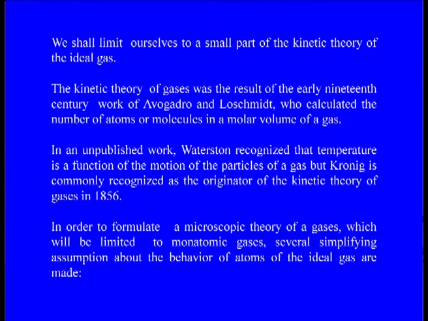However, we shall limit ourselves to a small part of the kinetic theory of the ideal gas. The kinetic theory of gases was the result of the early 19th century work of Avogadro and Loschmidt, who calculated the number of atoms or molecules in a molar volume of a gas. In an unpublished work, Waterston recognized that temperature is a function of the motion of the particles of a gas, but Kronig is commonly recognized as the originator of the kinetic theory of gases in 1856.